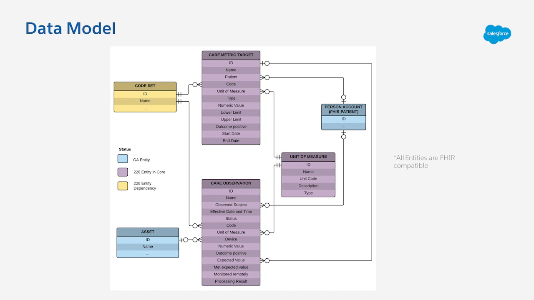In order for a care observation to be mapped to a specific patient, it must arrive with the patient ID or an asset ID if the device is registered to the patient.